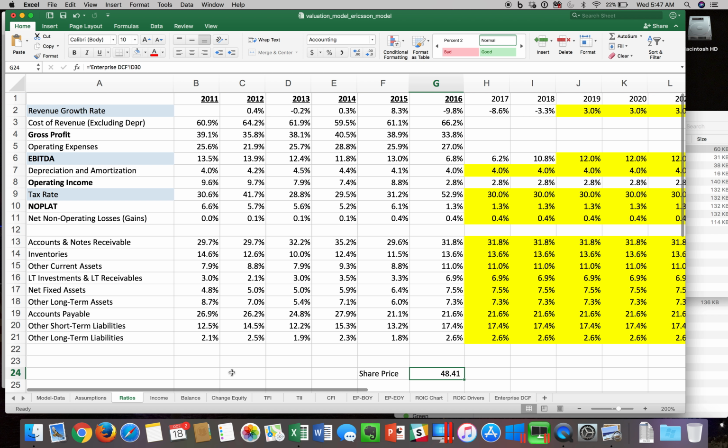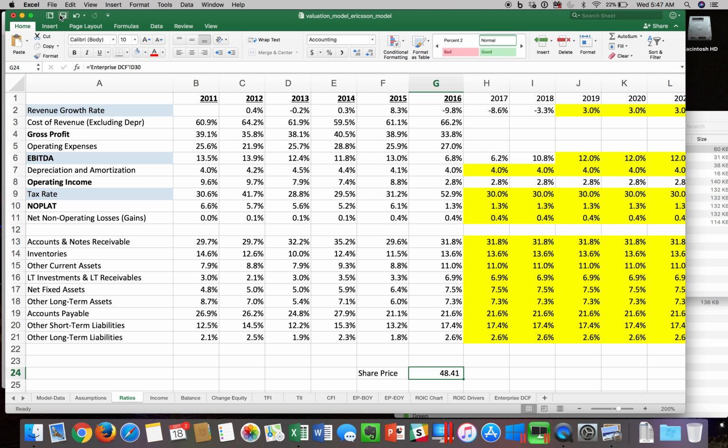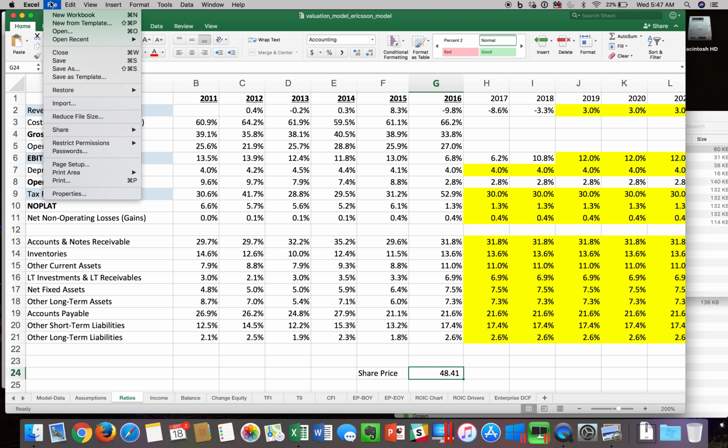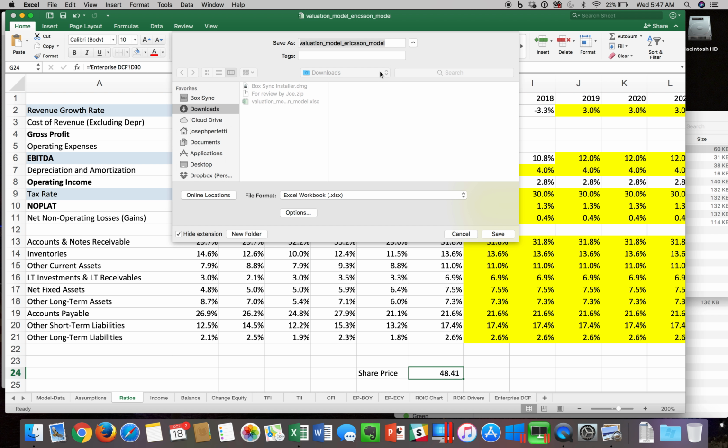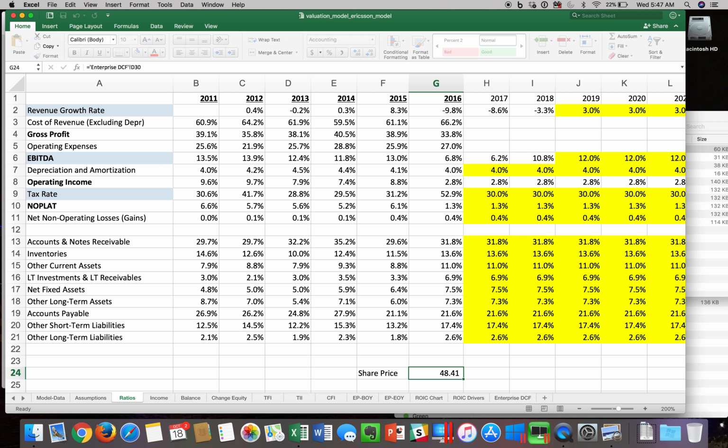So this is going to be our, I'll save this, and I will call this save as, the as-is valuation, which means it's a forecast of reasonable assumptions for cash flows that get us very close to the share price.